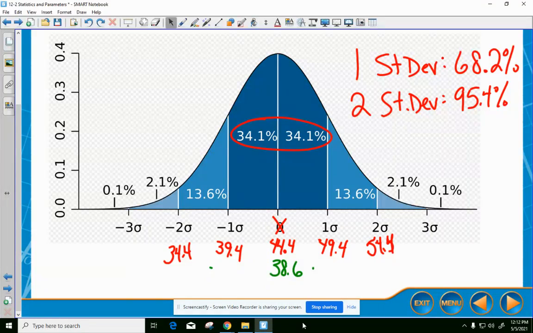Okay. 1 standard unit away. If I add 11.1 to this, what do I get for a 1 standard deviation away? You get what? 49.7. 49.7. And on the low side, what is it? 27.5.